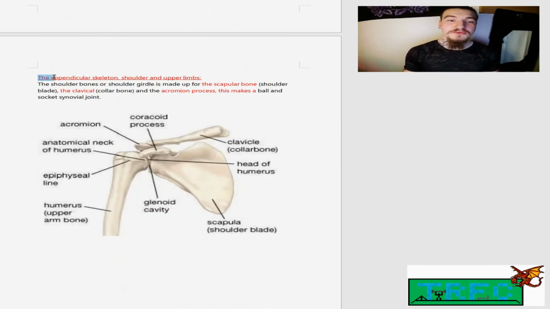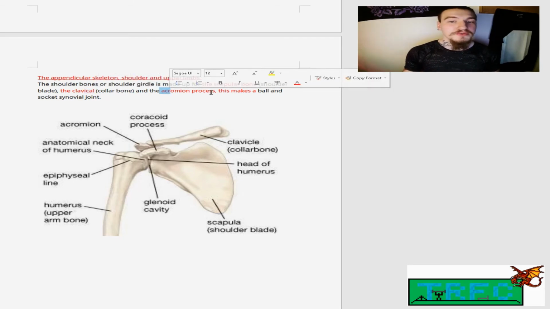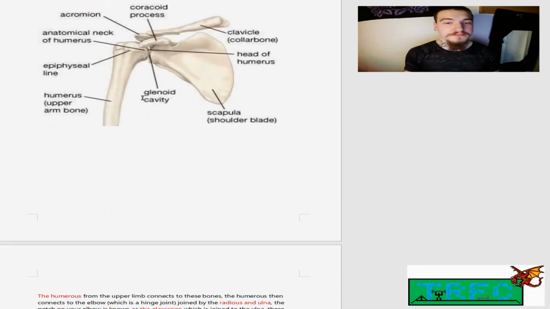Now then, we're going to move on to the appendicular skeleton, specifically the shoulder and upper limbs. So the shoulder bones, also known as the shoulder girdle, is made up of the scapular bone, also known as the shoulder blade, the clavicle, known as the collarbone, and the acromion process. And this makes a ball and socket synovial joint.